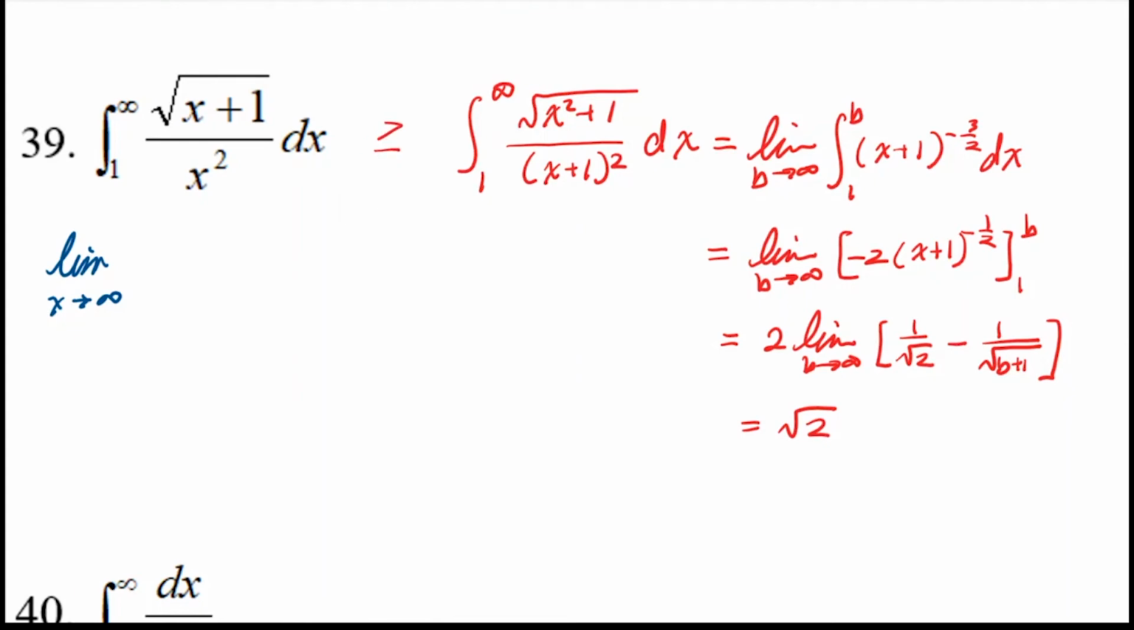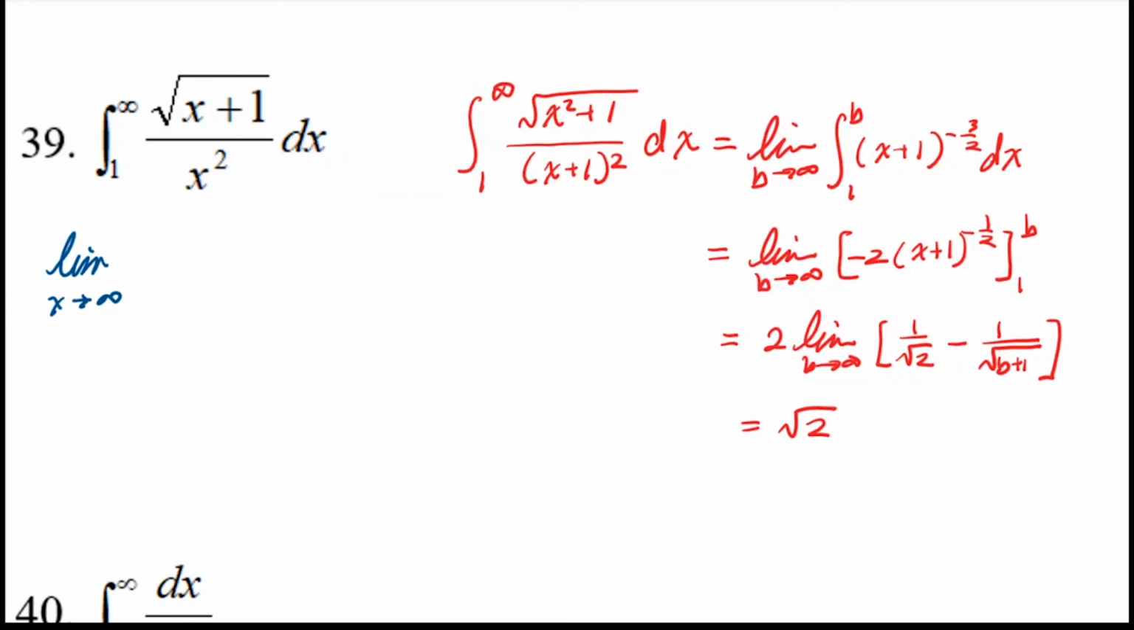Well, what have we concluded here then? Nothing, right? It's still nothing, because your integral is greater than square root 2. So you see, we still have to do the limit comparison test now, right? Okay, so let's do the limit comparison test.